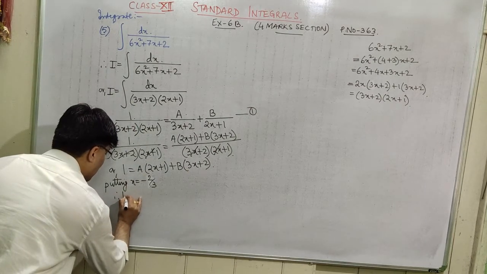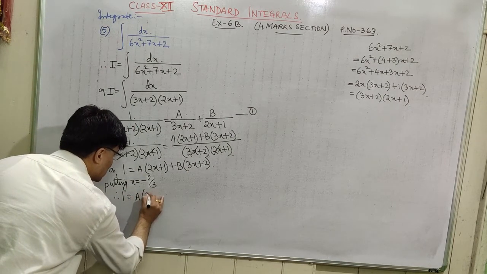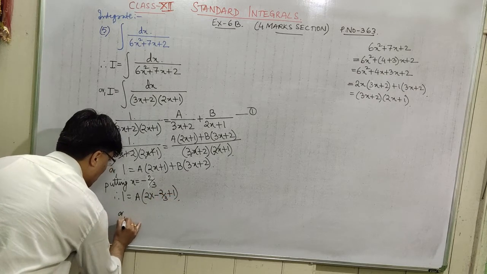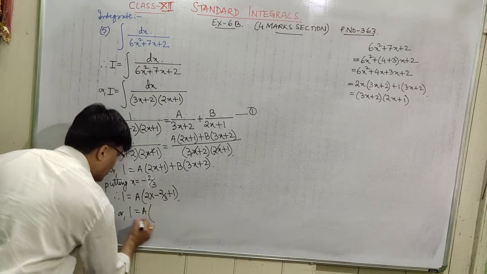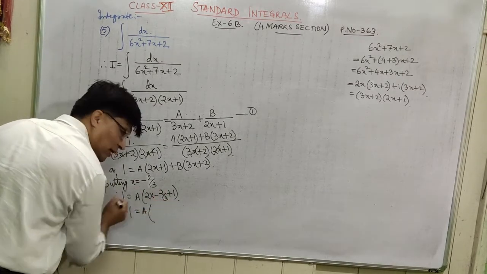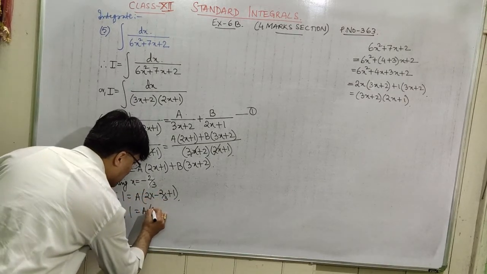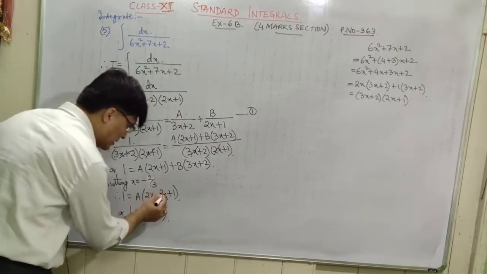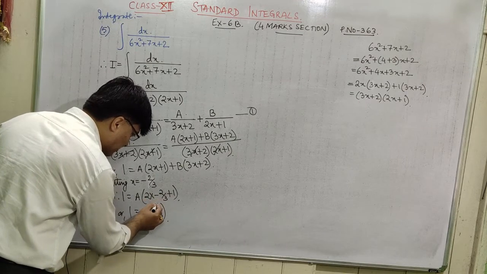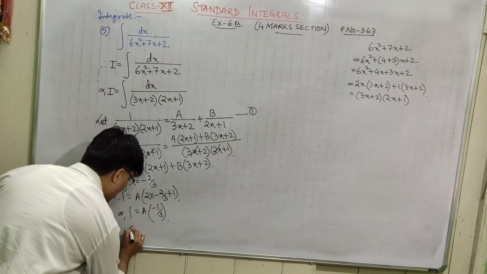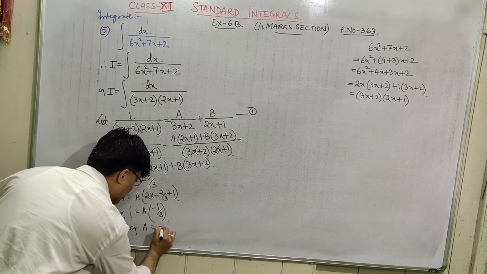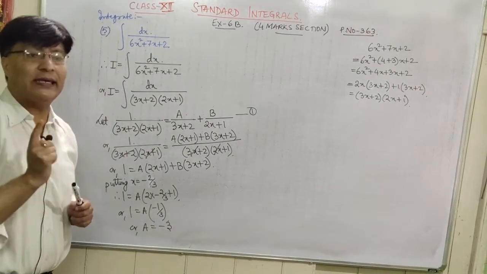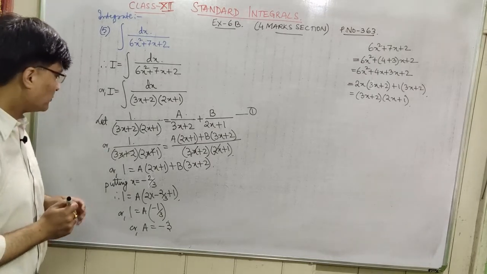So therefore it will be 1 is equal to A within bracket 2 into minus 2 by 3 plus 1, or 1 is equal to A into, what is it? It is 3 ones are 3, minus 4 plus 3 is minus 1, divided by 3, isn't it? Right? Or what is the value for capital A? Capital A is equal to minus 3. So capital A is equal to minus 3.